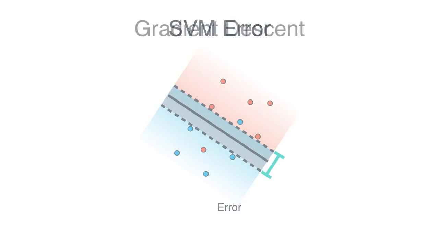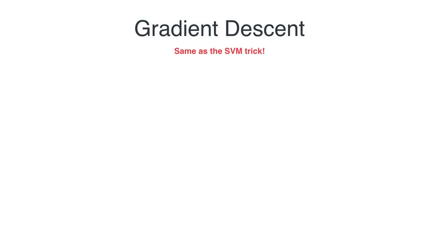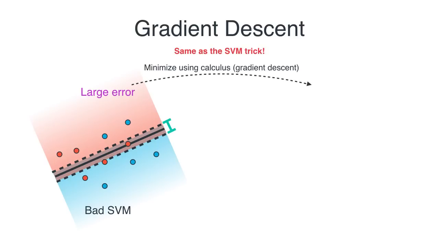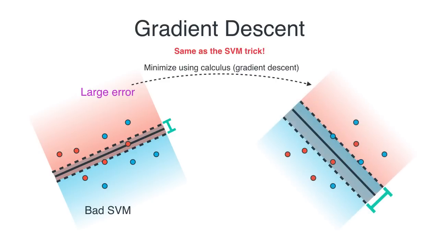And the gradient descent steps are very similar. What it does is actually the same thing as the SVM trick. Here we have our data, and here we have a model, and this model is pretty bad. Notice that the lines are pretty narrow, and it also misclassifies a bunch of the points. So this is a bad SVM. It's got a large error, both in the classification sense and in the margin sense. And what we want to do is, using calculus or using gradient descent, minimize this error in order to get to a good place, a good SVM that has a good boundary. The lines are far apart, and it actually classifies most of the points correctly.